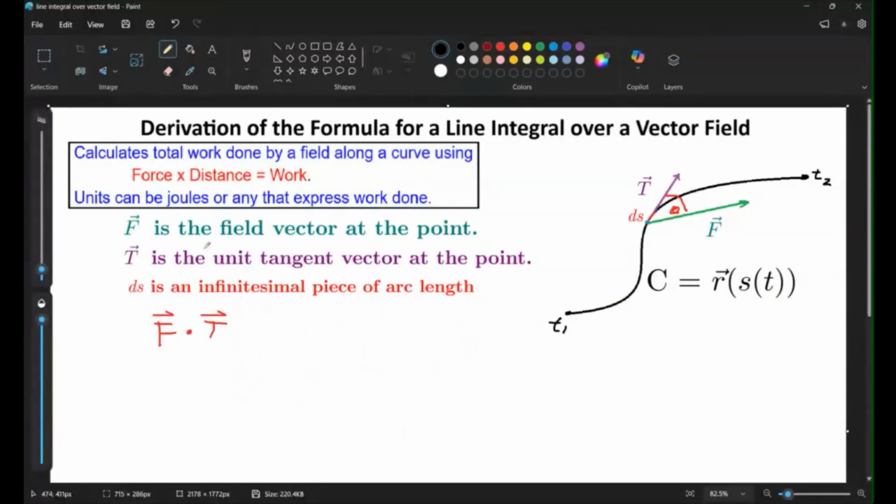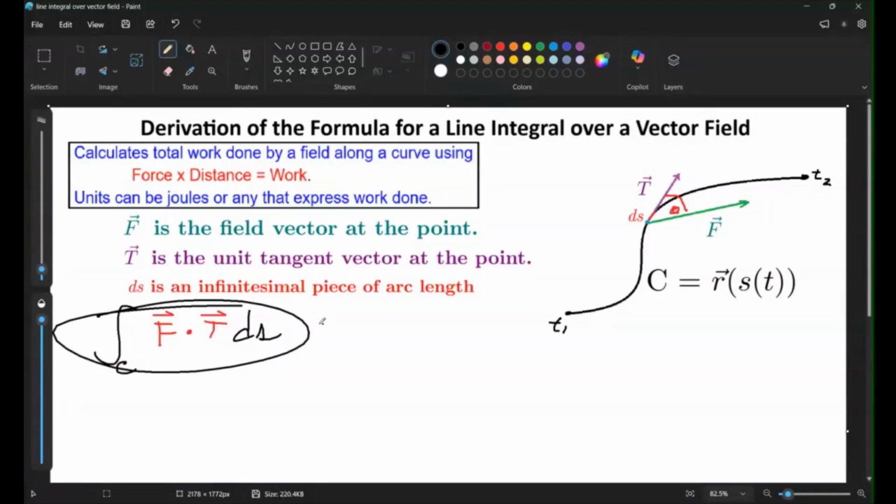And then the strategy is going to be to take an integral over C of the force times little pieces of distance. So we have a conceptual formula, but it's not a useful computational formula. What we need to do is figure out how to turn it into a nice formula for computation.